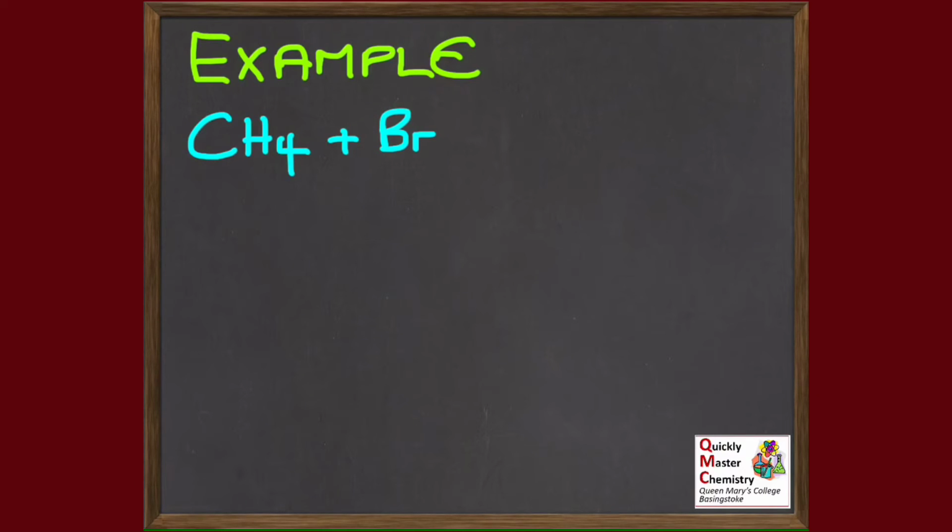So one for you to try: a propagation step involving a bromine atom, so a radical, with a methane molecule. Have a think, what could you draw with curly arrows to show a propagation step that could occur between those two species?